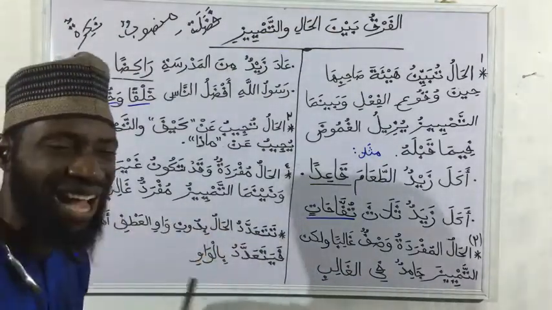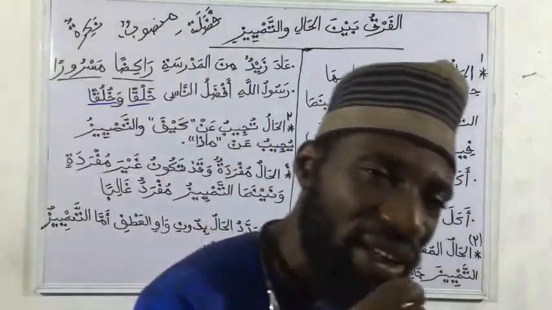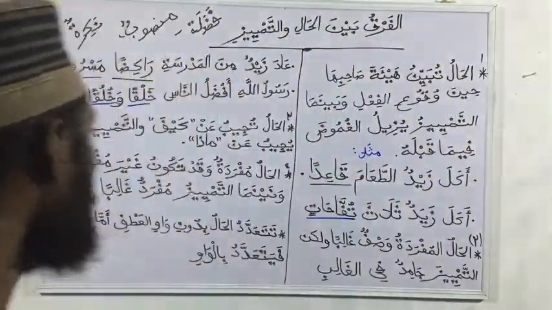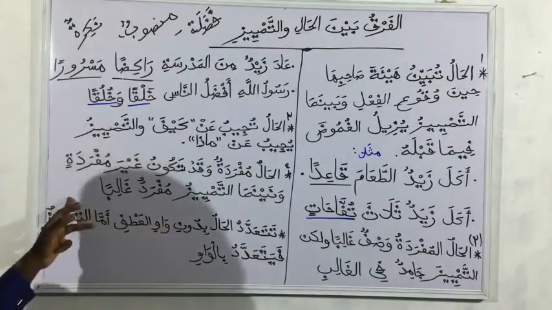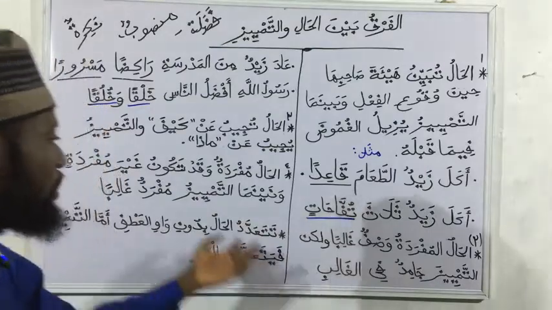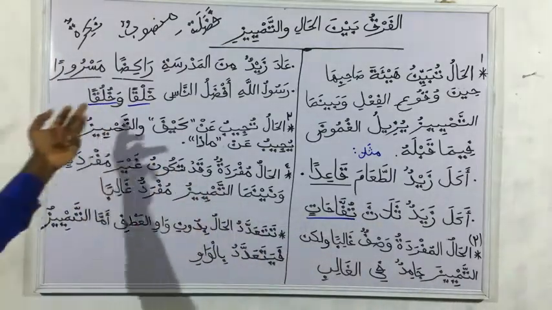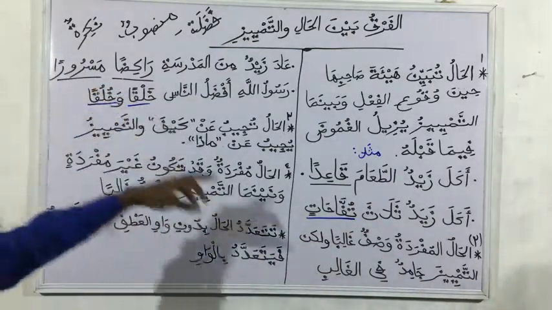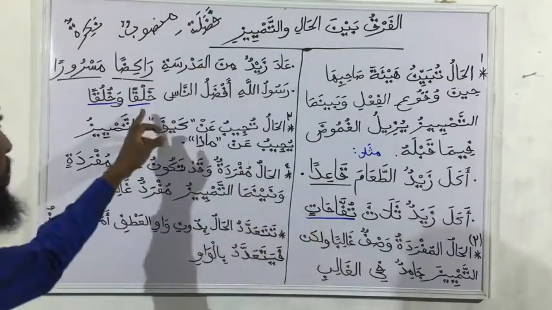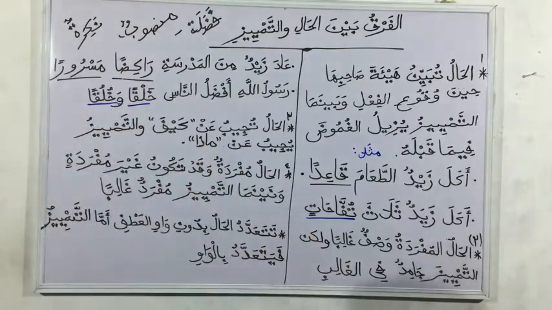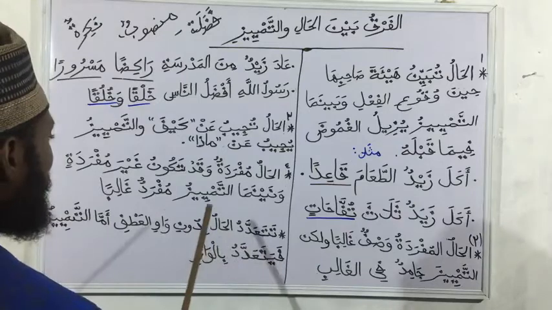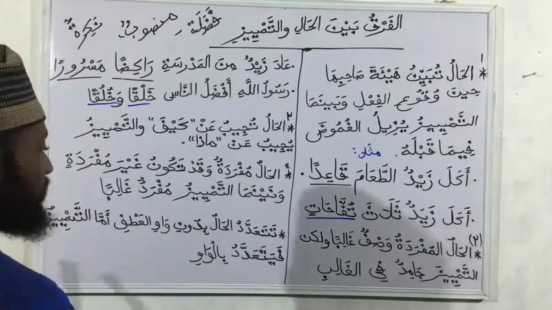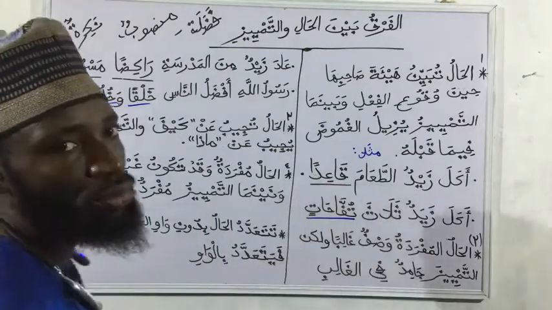But tamyiz, most times, it is very rare that you see tamyiz that is not what? Not mufrad. Tamyiz is always what? Mufradun غَالِبًا. So you can see, for Fahad, we have Kolikon. So that is that. So the last point we are taking, among the points we found the most essential: تتعدد الحال بدون واو العطف أما التمييز فيتعدد بالواو.